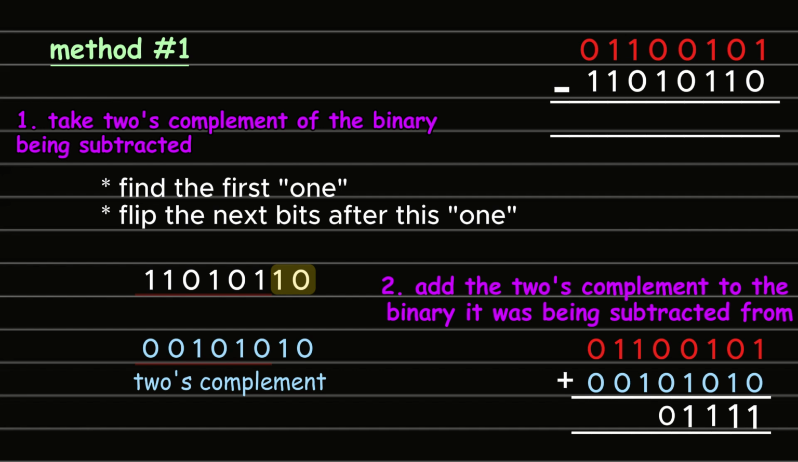1 plus 1 is 10. So we write 0 in the answer and carry 1 to the next bit. 1 plus 1 is 10. So again we write 0 and carry 1. And lastly, 1 plus 0 is 1. And there we have our final answer.